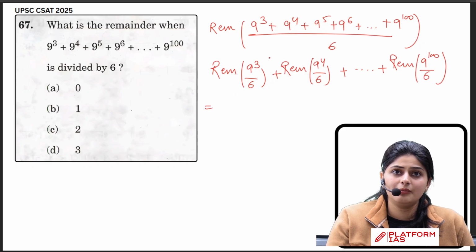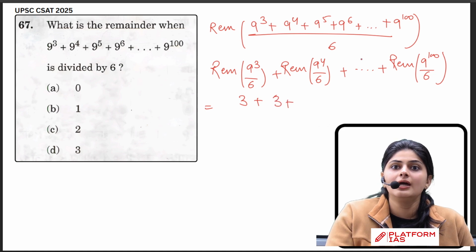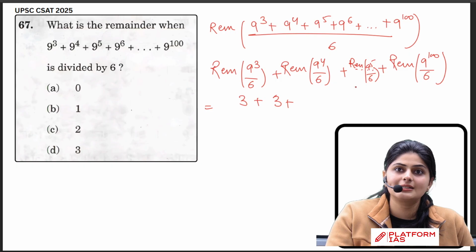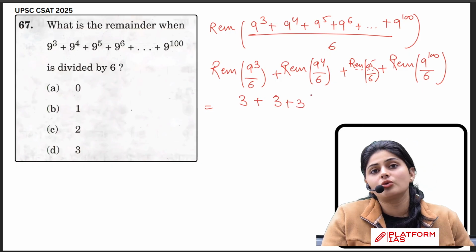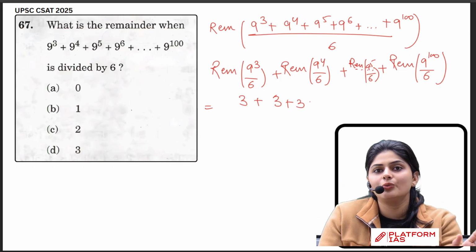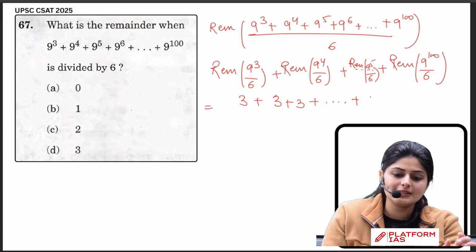Now what will be the remainder of 9 cubed over 6? It is 3. The remainder of 9 to the power 4 over 6 is 3. Here if we see the remainder of 9 to the power 5 over 6, it will be 3. So for all such values, you will see that the remainder is 3.